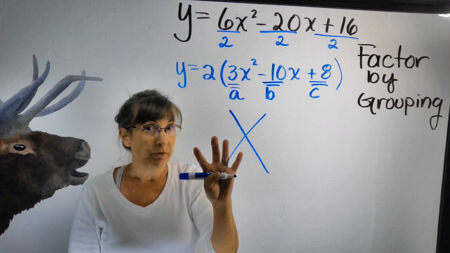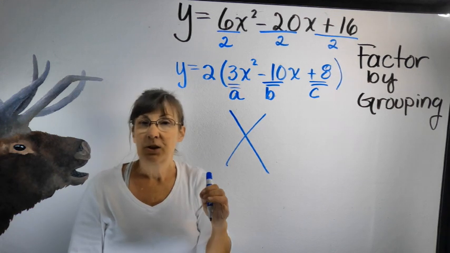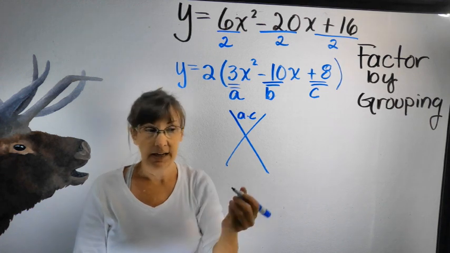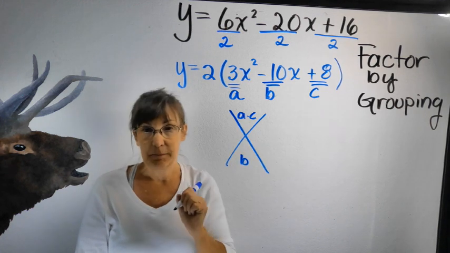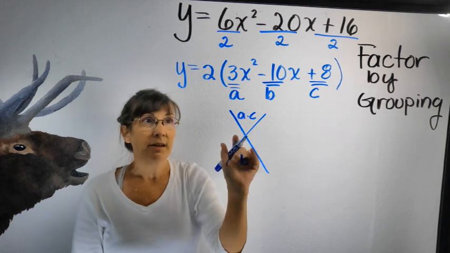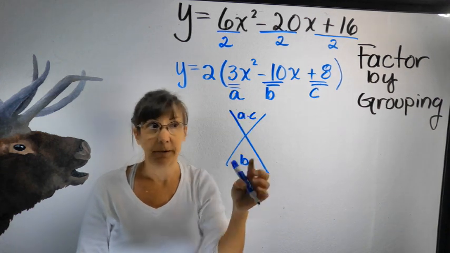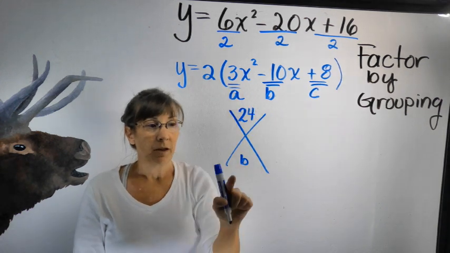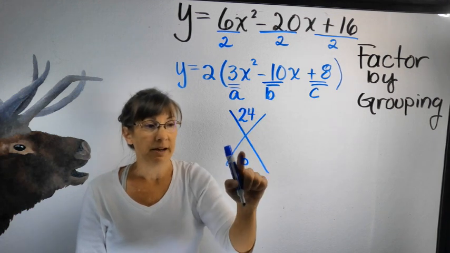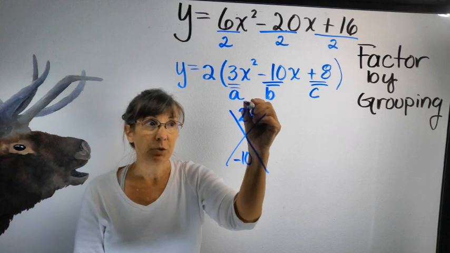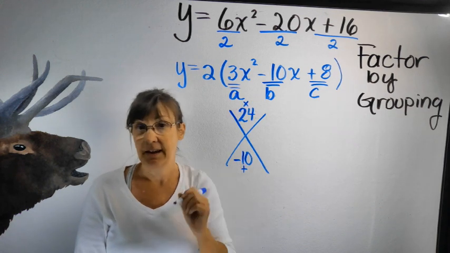I need to come up with those two numbers first. So we're going to think about what multiplies to A times C and adds to B. So A times C is 3 times 8, which is 24. Our B value is -10. So what multiplies to 24 and adds to -10?